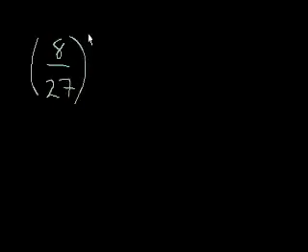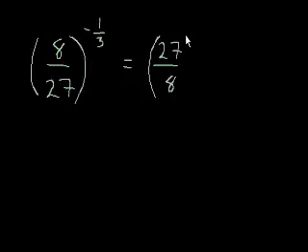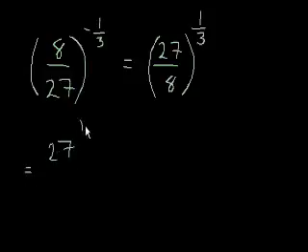8 over 27 to the, let's say, negative 1/3. Immediately when we see that negative, we want to just flip it. So we'll say that equals 27 over 8 to the 1/3. And that equals 27 to the 1/3 over 8 to the 1/3.